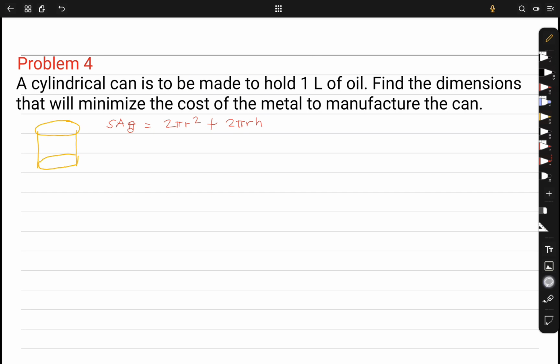So, sir, paano naging ganyan? Di ba alam natin na itong 2 pi r squared, itong pi r squared is an area ng circle. So, ito yon, yung top natin, tsaka yung ating bottom, times 2. Kasi nga, top and bottom.